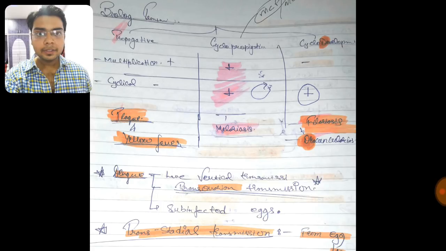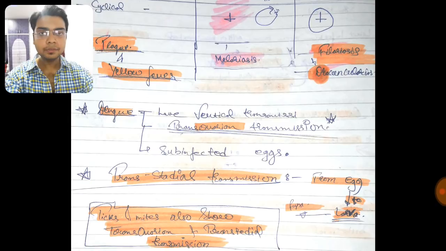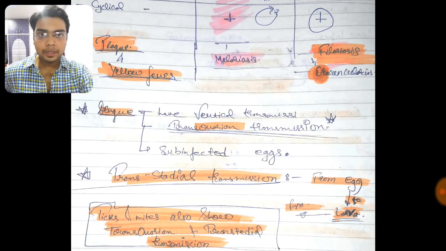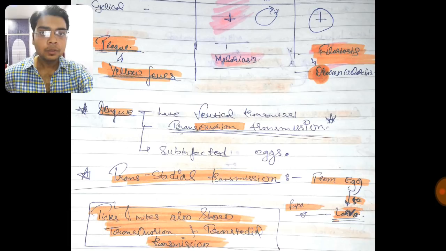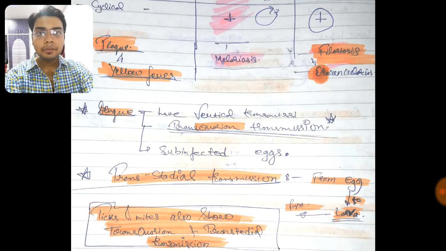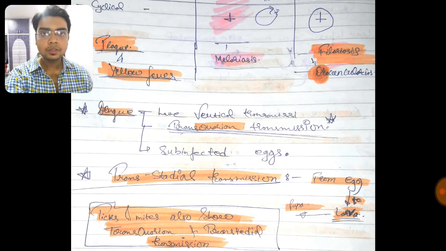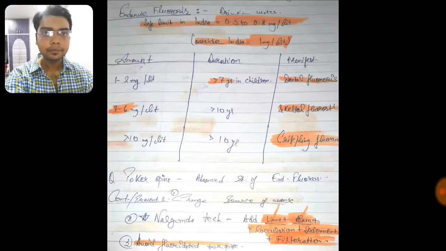Propagative is seen in yellow fever and plague. Cyclopropagative is for malaria. Now another important thing you can note here is transstadial transmission. What does it mean? It means from egg to larva to pupa, the transmission will be like this. Ticks and mites also show transovarian and transstadial transmission. Who else shows it? Dengue. Dengue shows transovarian transmission and has vertical transmission. Dengue is a very important topic, so you have to remember that it shows transovarian and transstadial transmission.